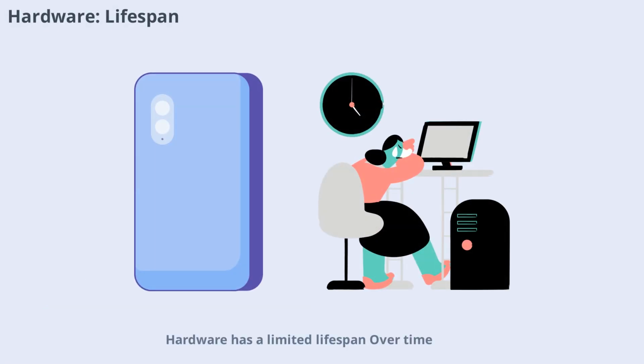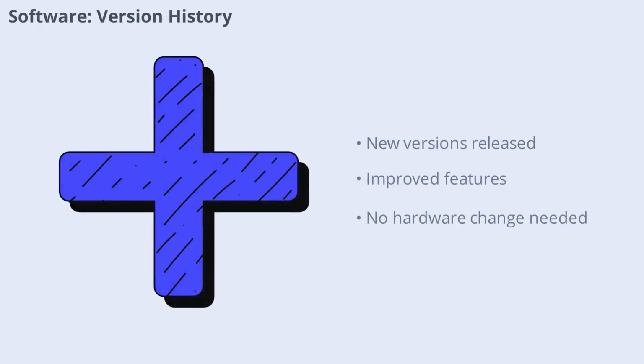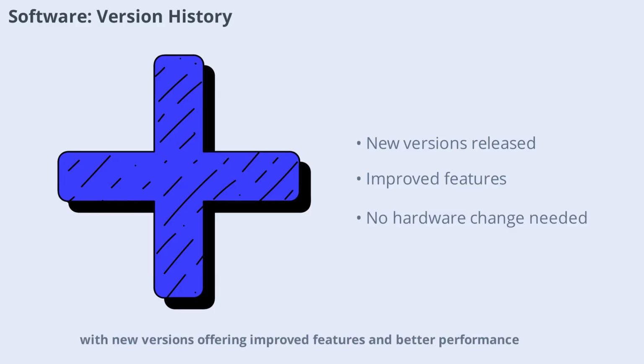Hardware has a limited lifespan. Over time, parts may become outdated or stop working. When this happens, you may need to upgrade or replace your hardware to keep your computer running efficiently. Software evolves over time, with new versions offering improved features and better performance. You can usually upgrade to the latest version without changing your hardware.